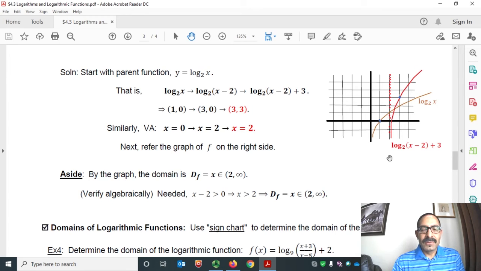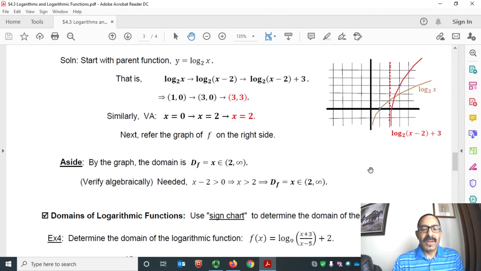So now, a quick aside. By the graph, the domain of this given logarithmic function is 2 to infinity. Here the 2 is excluded, and the quick proof here.